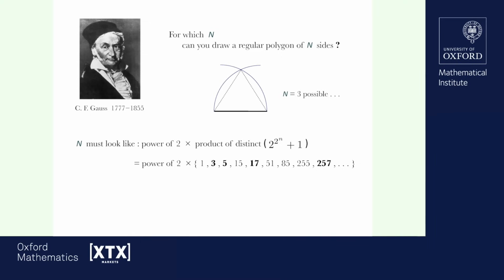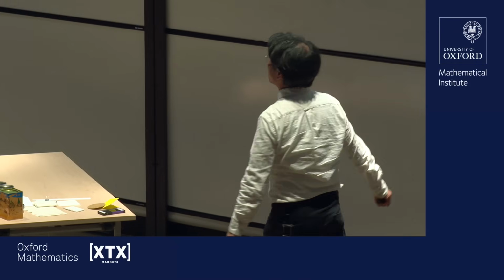Those in boldface, 3, 5, 17 are primes, later on to 257. And if you multiply those primes, never repeating the same factor twice, but multiply them, and multiply that with some power of 2, that's a number n for which a regular n-gon can be constructed by ruler and compass, and it's even and only. Yeah.